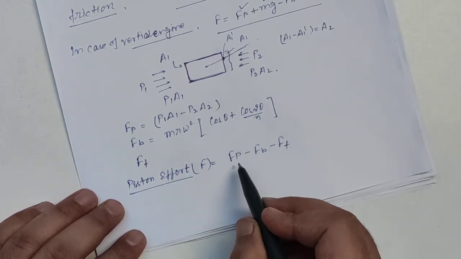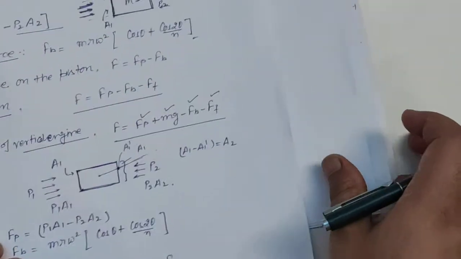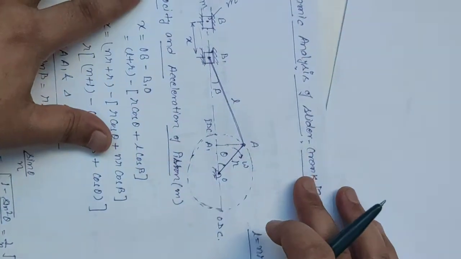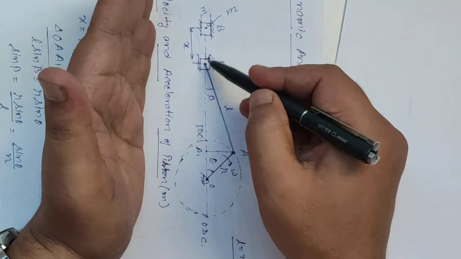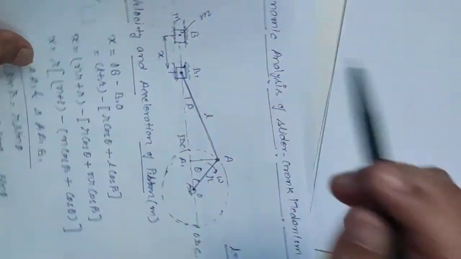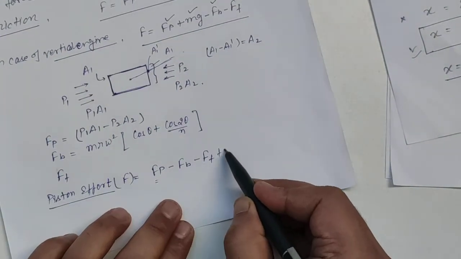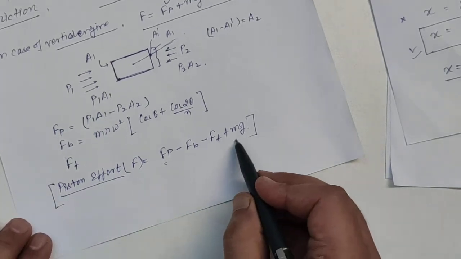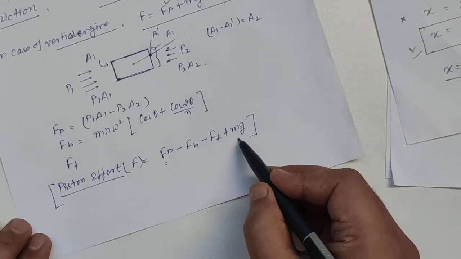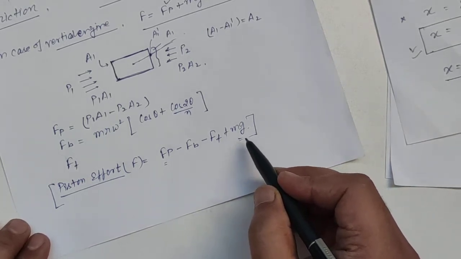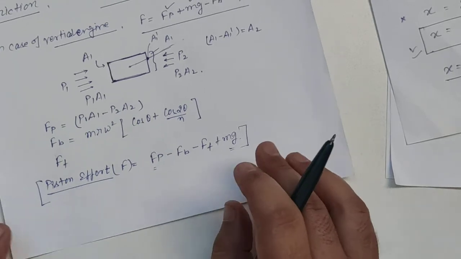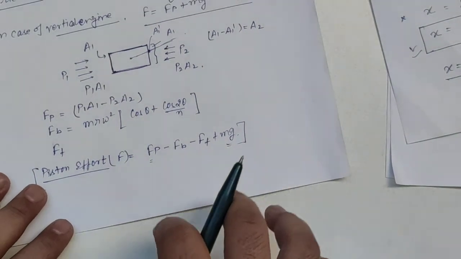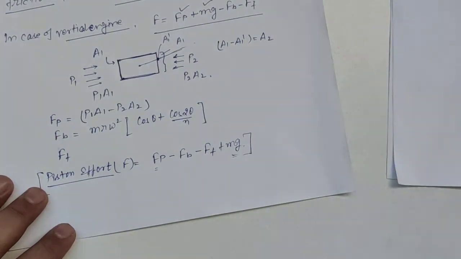If the engine is vertical, as we discussed in the last lecture, then mg will also support the piston movement. So we can write this as plus mg. If frictional force is given, then we will consider it, otherwise these three forces we have to consider. If the engine is horizontal, then we don't have to take the mg component. If the engine is vertical, then we have to take this component. So we have calculated the piston effort, and piston effort is the net force which is acting on the piston.